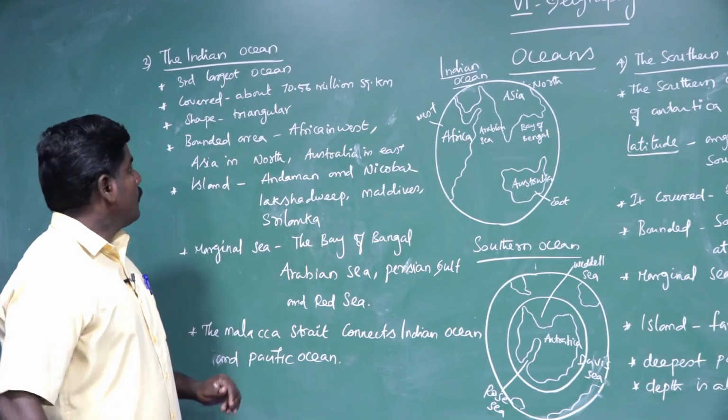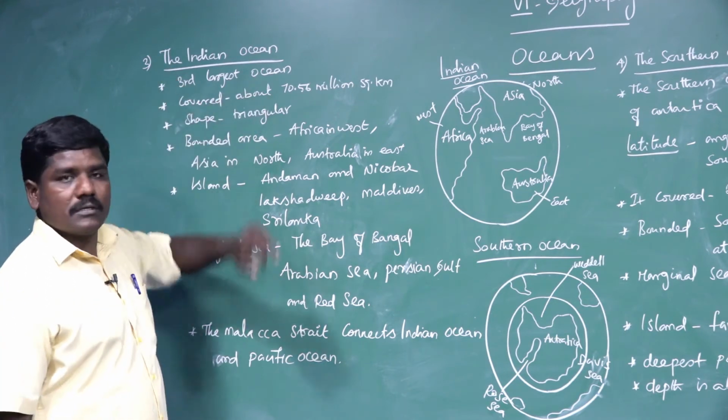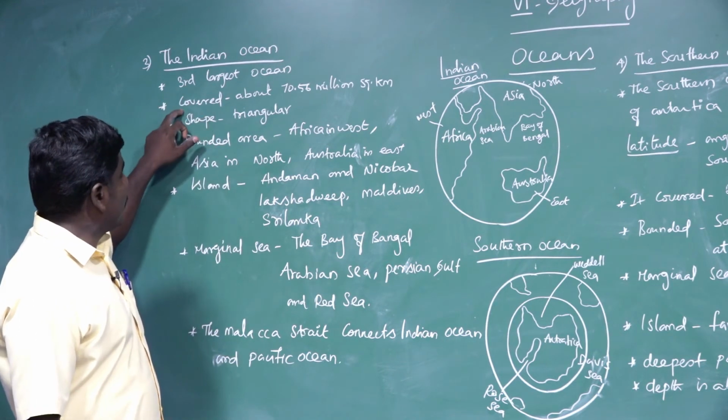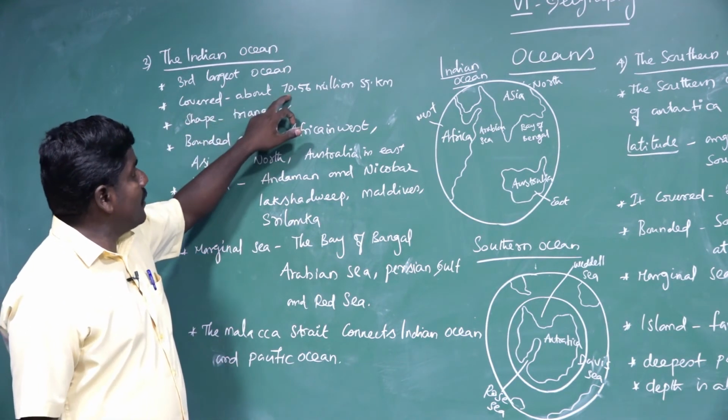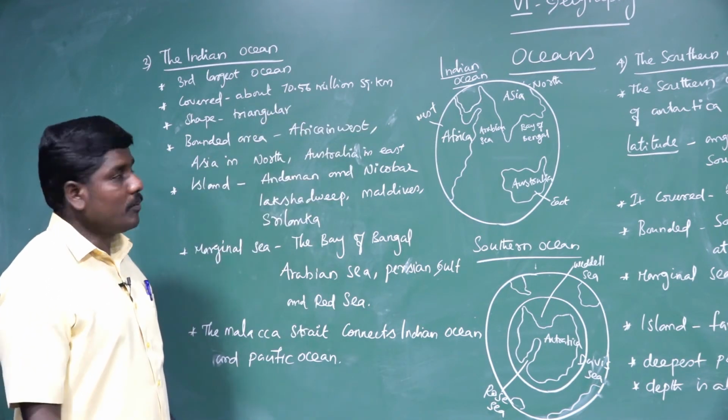Okay, next the Indian Ocean. It is the third largest ocean in the world. It covers an area of about 70.56 million square kilometers.